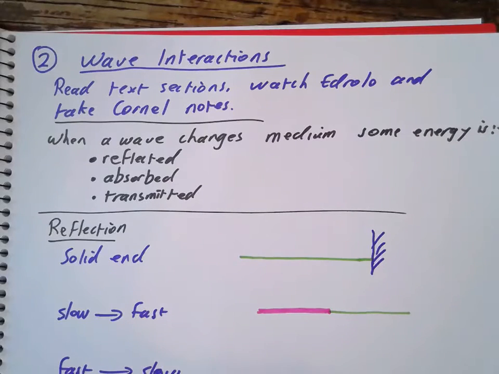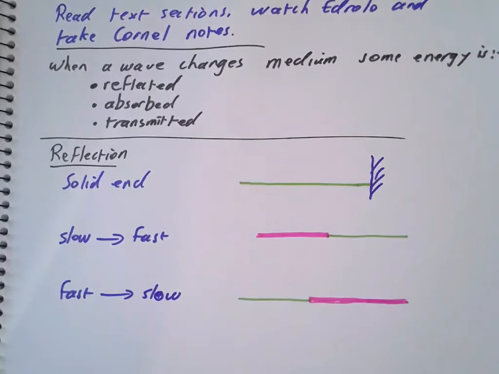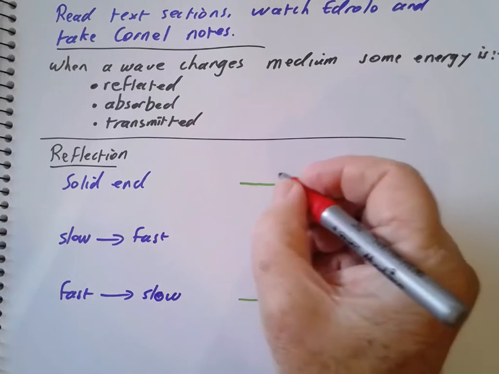Number 2 for waves is about wave interactions. The learning intentions are the same as the previous one. I'm just reminding you to make sure that you read the text sections, watch the Rollo videos, and take Cornell notes from this presentation. So when a wave changes medium, some energy is reflected, some is absorbed, and some is transmitted. So we'll quickly do reflection, and we're going to see all of this in pracs. So don't be too panicked about it if it's stuff that seems really unfamiliar.